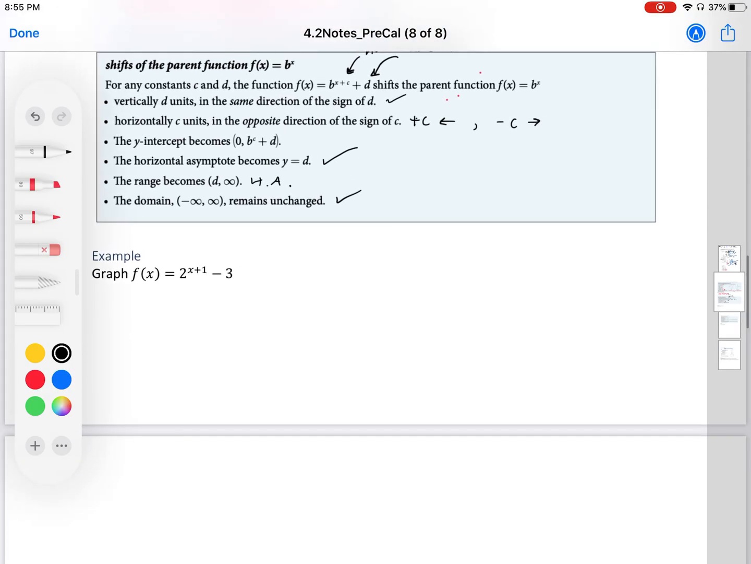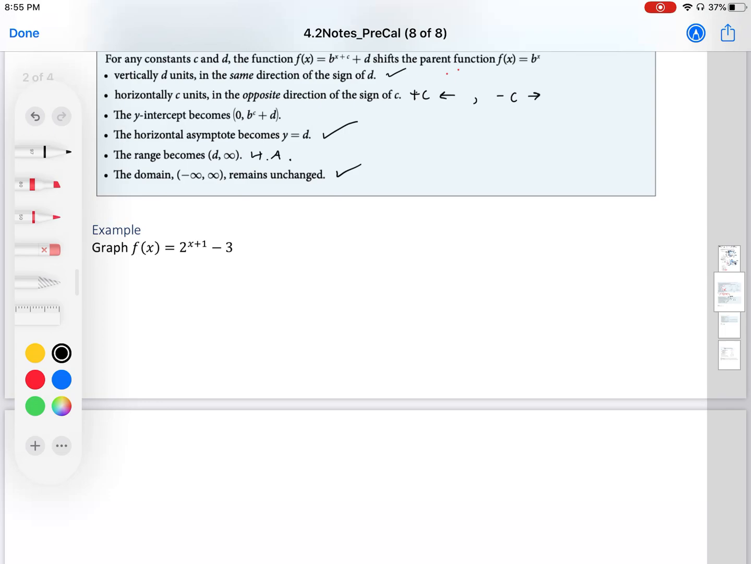So let's do this example. We have 2 raised to the x plus 1, minus 3. We can graph using shifts if you'd like, or you can do a chart. I'll show you both. So using our shifts, we know that our graph is going to be moved to the left 1 unit, and a minus 3 means that we're going to move down 3 units. Also, we have a horizontal asymptote at y equals negative 3.